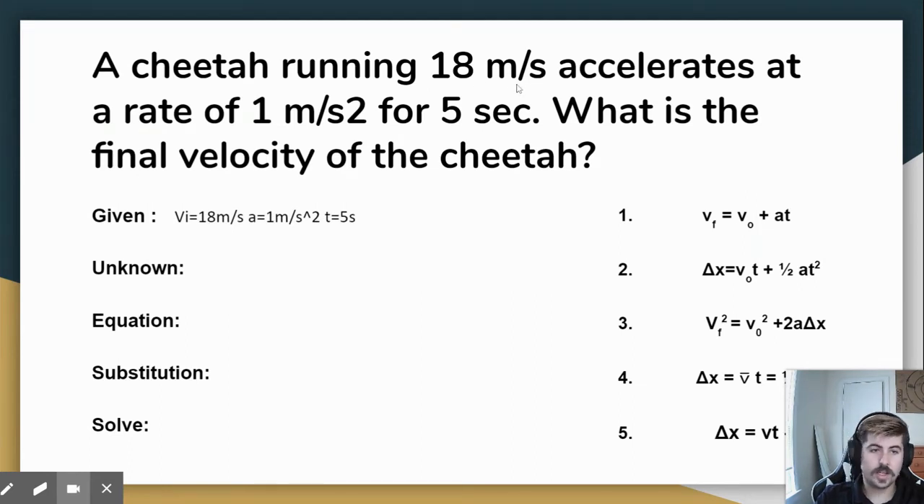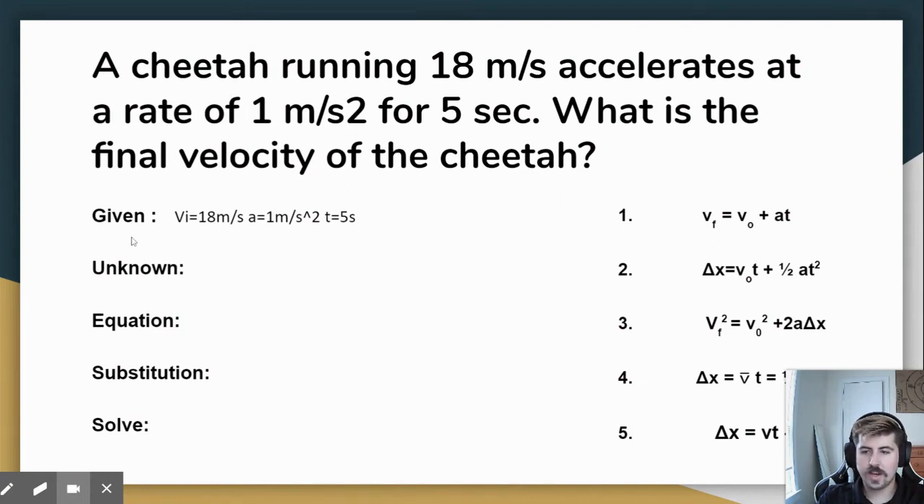Is that final or initial velocity? Well, if he was running at 18 meters per second and then accelerated and so got faster for 5 seconds, so this is probably going to be our initial velocity, right? Because it accelerated, and then its final velocity, we'll find out later. We can also see that the question asks for the final velocity. So we've got initial velocity is 18 meters per second. It also says it accelerates at a rate of 1 meter per second squared. So we've got the acceleration is 1. And then it gives us the time, 5 seconds, right? So we've got time is equal to 5 seconds.